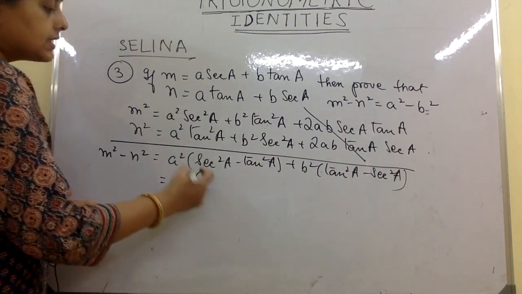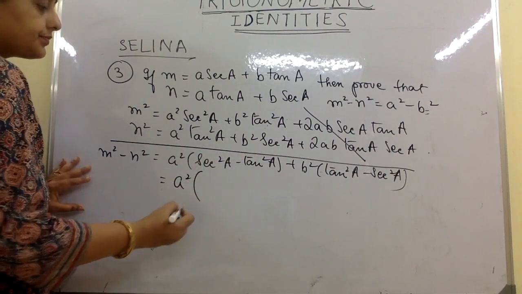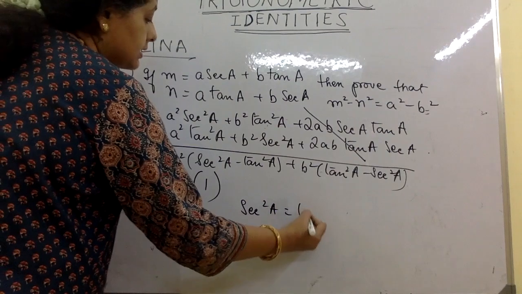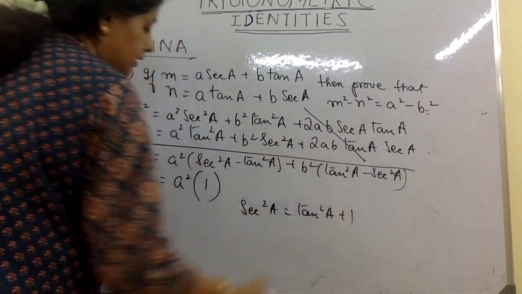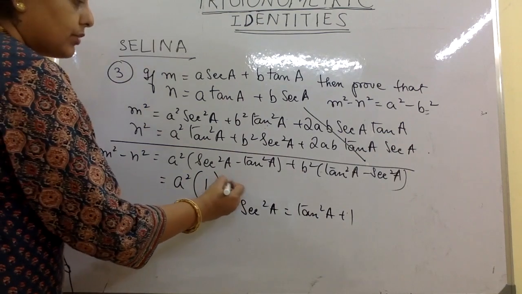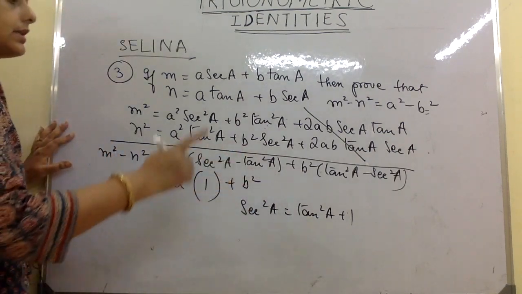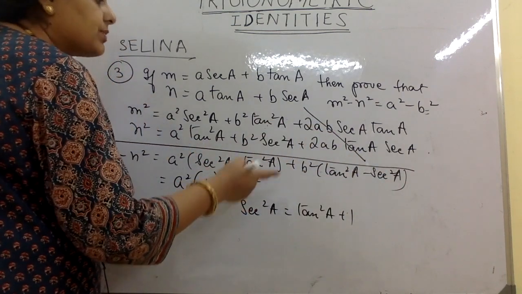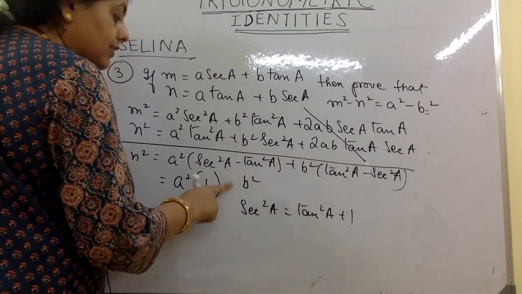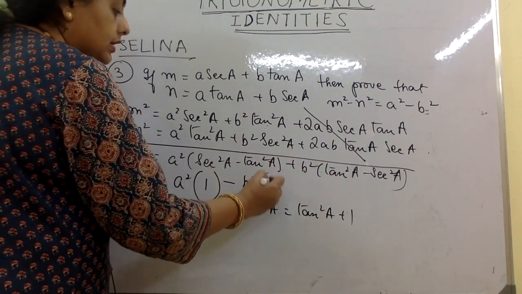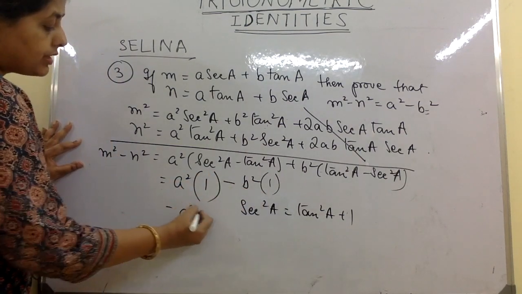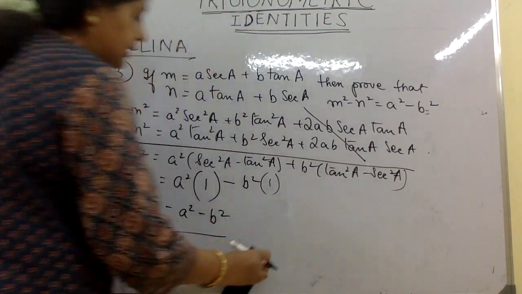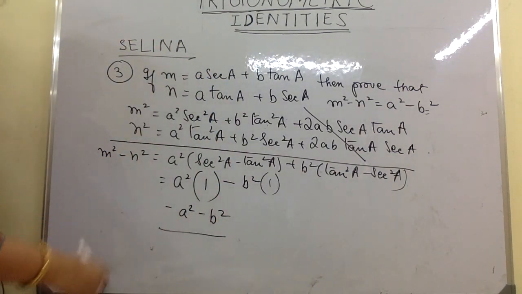Here a square times sec square minus tan square is a 1. Why 1? Because we know this identity, sec square a is tan square a plus 1. So sec square minus tan square is 1, giving a square plus b square. Now here tan square minus sec square, if I take the sec square to the other side, then it becomes minus 1. So I get a minus here. So this is a square minus b square. Hence I have got the statement that I was wanting, a square minus b square.